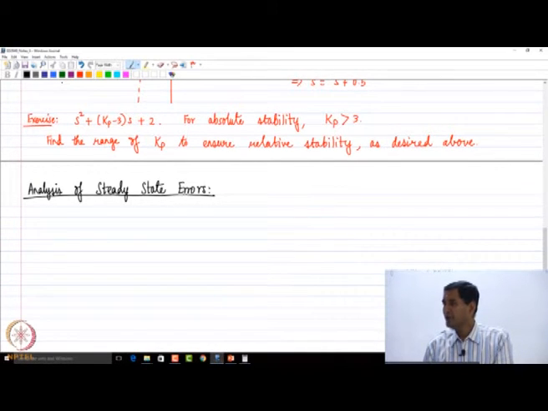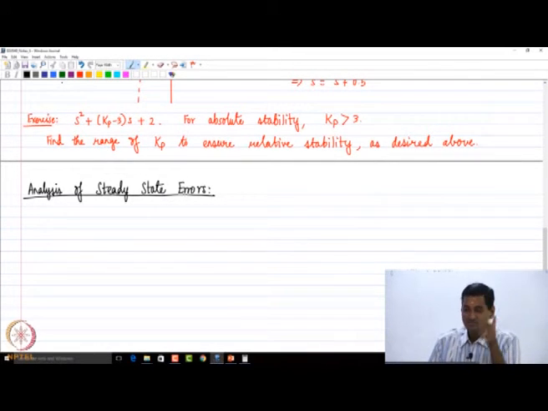So obviously I would be happy if, as time progresses, I stay near 25 degrees Celsius, right? That's when I will say that my system or controller is performing well. So steady state errors become very important, and they become very critical.